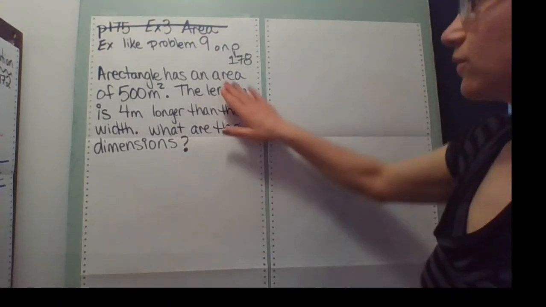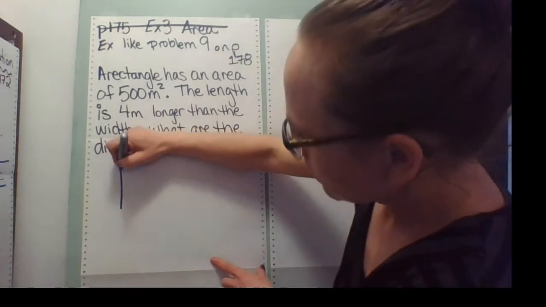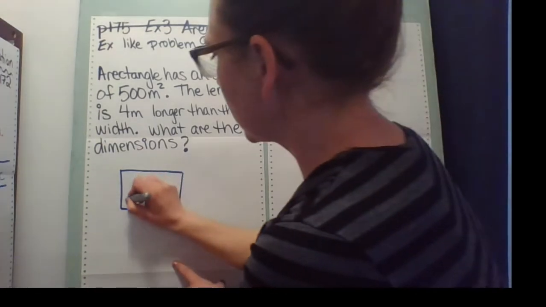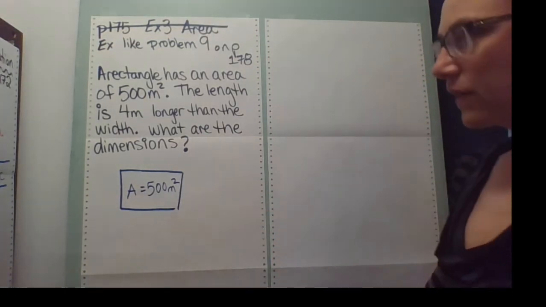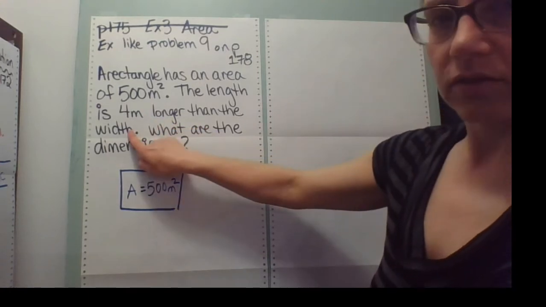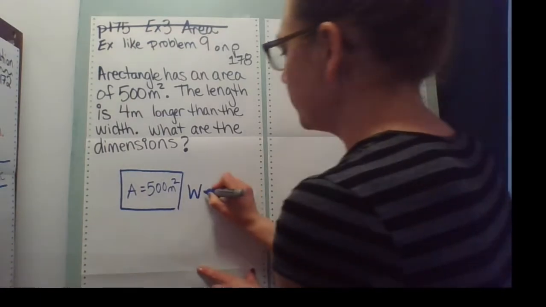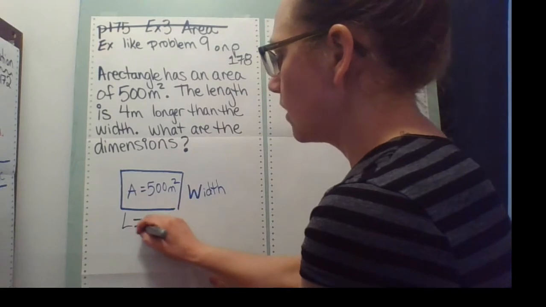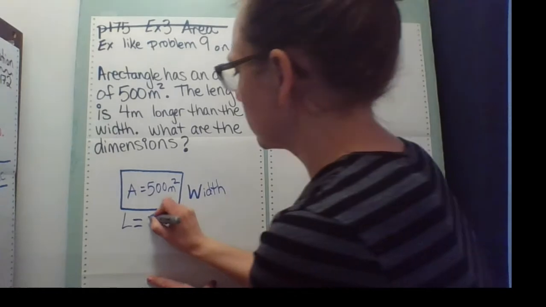So let's see. We've got a rectangle that has an area of 500 meters. Okay, I'm going to stop there. Draw my picture. All right, I have a rectangle. I know my area is 500 meters squared. Okay, now let's keep reading. The length is 4 meters longer than the width. All right, so if this is my width, and this is my length, I'm told that my length is 4 plus my width.